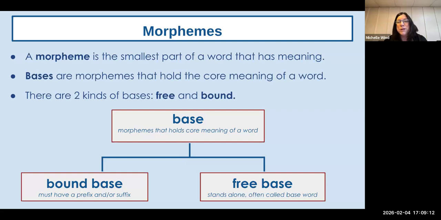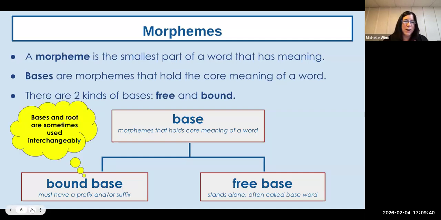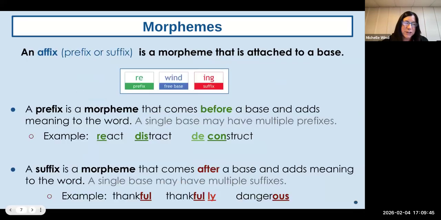And in a lot of programs in school districts, a lot of teachers call the bound bases roots. But for this purpose, we're calling them bound bases. Bases and roots are sometimes used interchangeably in some school districts.